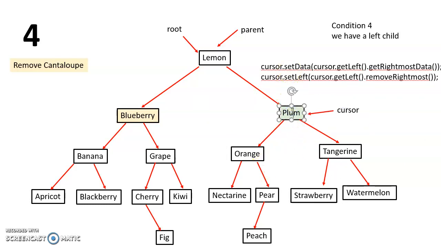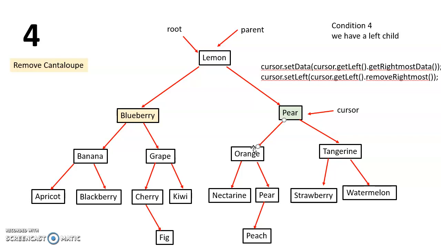So what we would do is cursor set data, cursor get left, so we'll go to the left subtree, get the rightmost, which is pair. So then the value pair would come up here. That first line will copy the data from the rightmost on the left subtree up to here. And then we're going to change this link, turn to orange and say, give me a subtree that has had the rightmost removed.